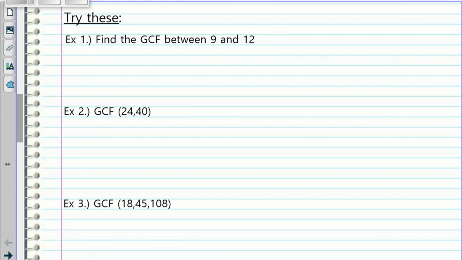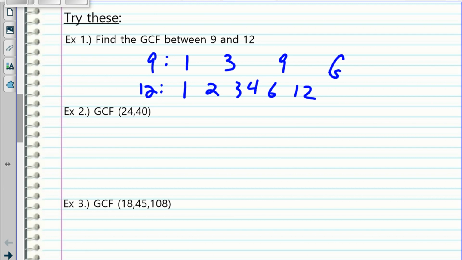All right, greatest common factor between 9 and 12. So I'm going to do this real quick. So let's see, 1 times 9, 3 times 3, right? 1 times 12, 2 times 6, 3 times 4. What's the greatest common factor? That's right, 3. Okay?